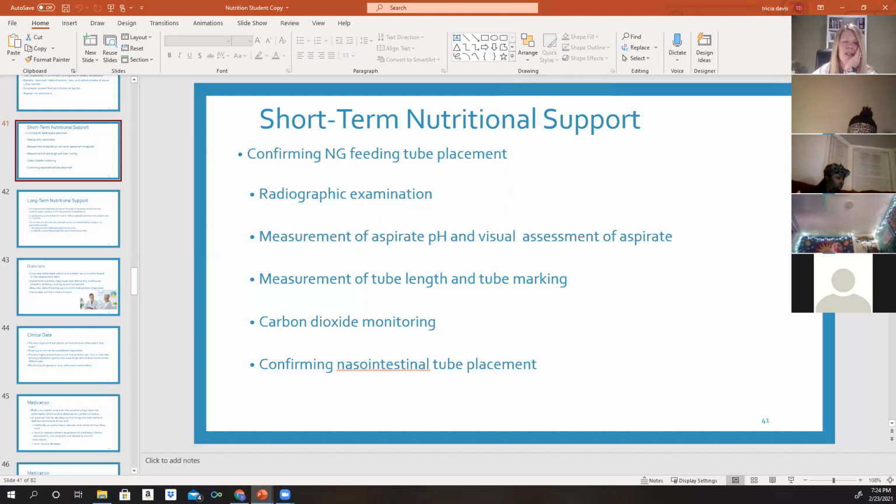And then you're going to want to confirm that tube placement again, which is by the x-ray, or what I still do when I have a patient is I will listen.